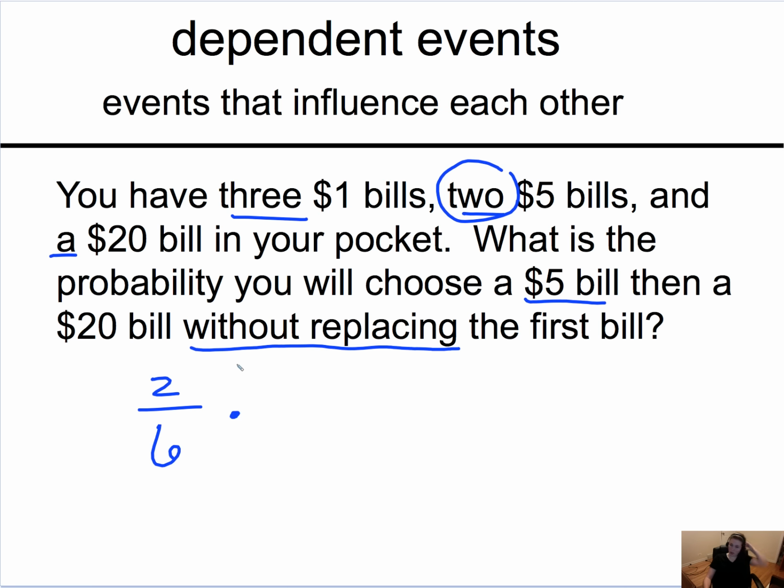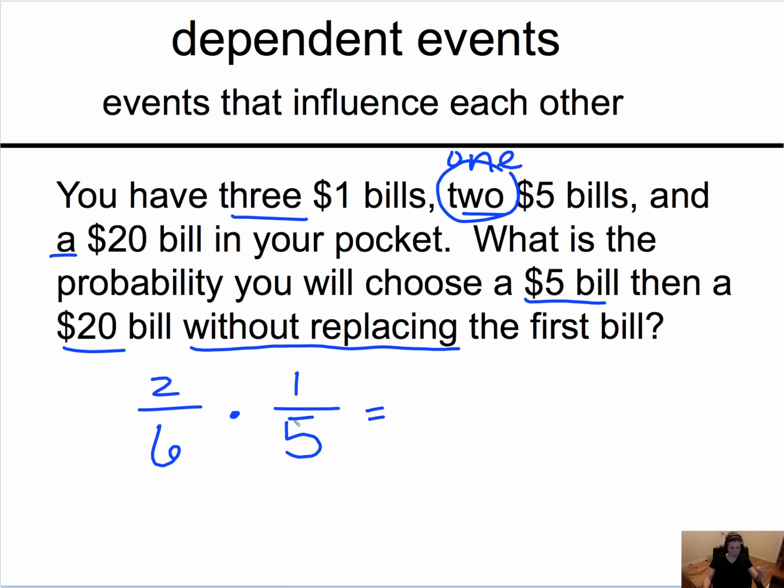Now we want to multiply it by the next event. So now my next event is a $20 bill. So how many $20 bills in your pocket? 1. Now remember, you did not put that $5 bill back, so now there's actually 1 $5 bill left in your pocket. So 3 plus 1 plus 1 would be 5 now. You took 1 out, you did not put it back, so there's 1 less bill.